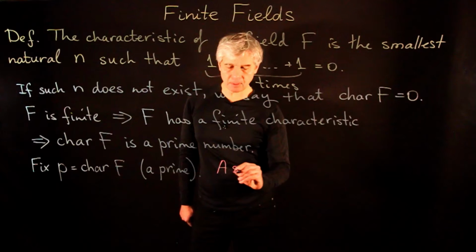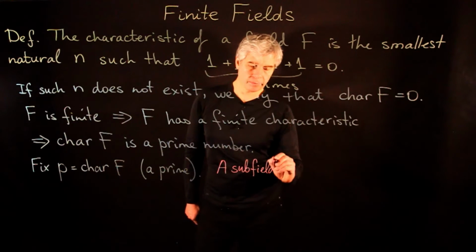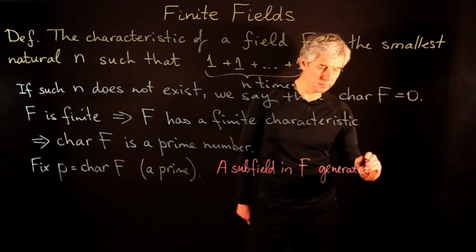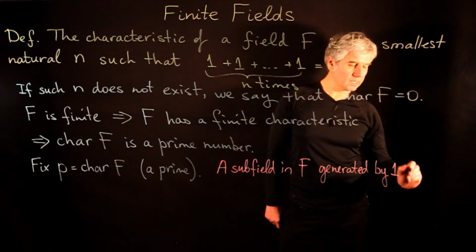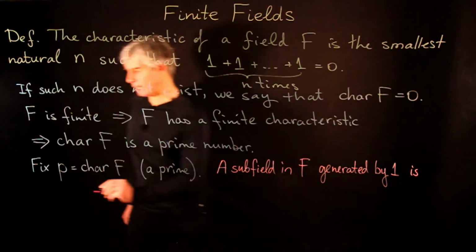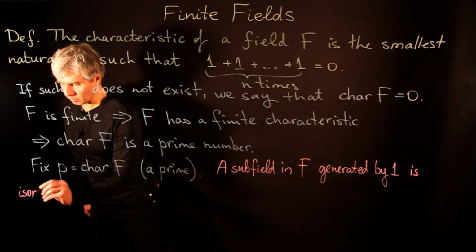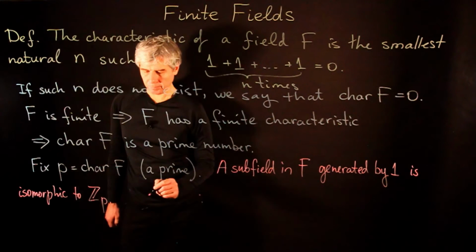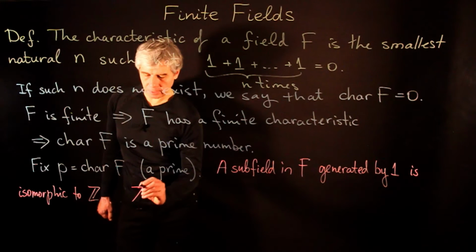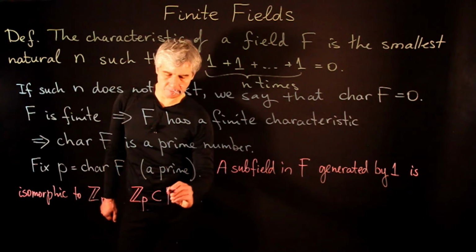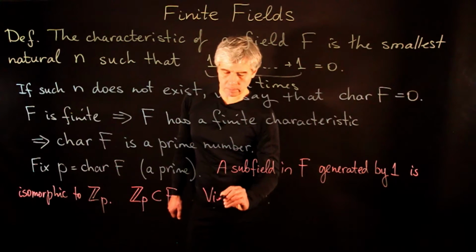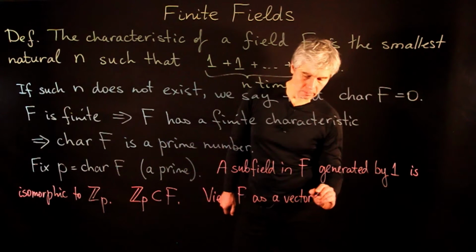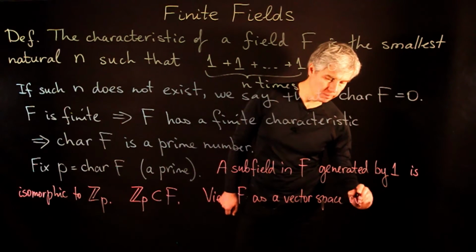If we consider the subfield in F generated by 1, then we see that this subfield is isomorphic to Zp. This tells us that any finite field contains Zp as a subfield. Then we can view F as a vector space over Zp.